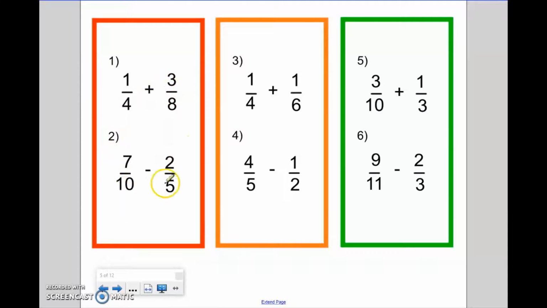We've got some red questions, which are slightly easier, amber, a little bit trickier, and then the green questions, just a little bit more complex. Okay, could you pause the video at this point and have a go at the 6 questions?